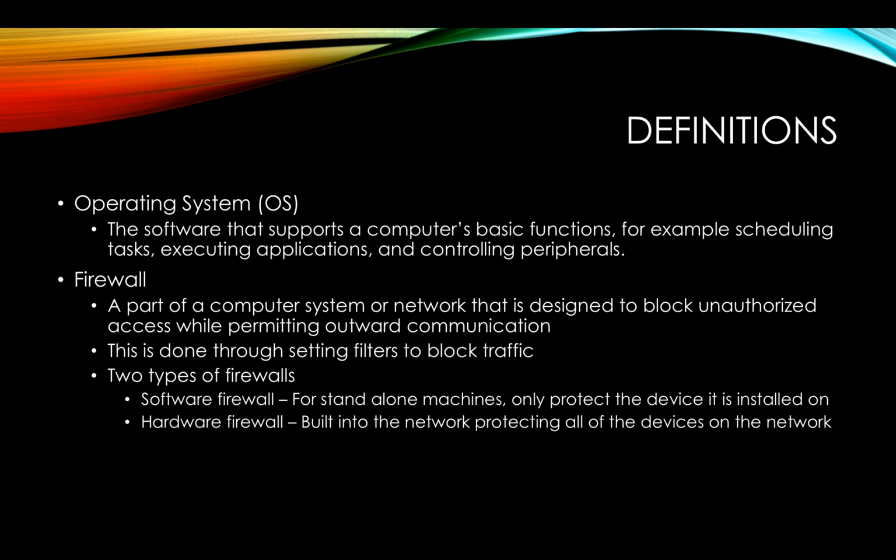You have two main types of firewalls. You have software firewalls, which are for standalone machines and only protect the device that they're installed on. This is commonly found on desktops, and most servers will have a standard firewall that comes with them. And you also have hardware firewalls, which are sort of a separate machine built into the network, and they protect all of the devices on that network. All the traffic will go through these physical firewalls before getting sent to the servers.